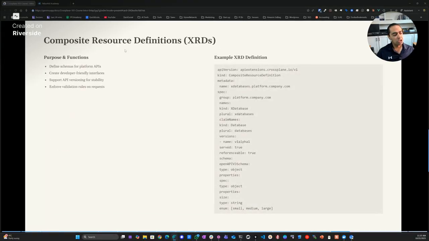Then there's composite resource definitions, and think of this as a schema for building a specific thing that we want. In this case, the thing is the database. So we want to create a database with a particular schema, with the OpenAPI version 3 schema as well. And here's where we can give the option of a particular size for a database, small, medium, large, so that the developer can choose. So we build that schema with something called an XRD.